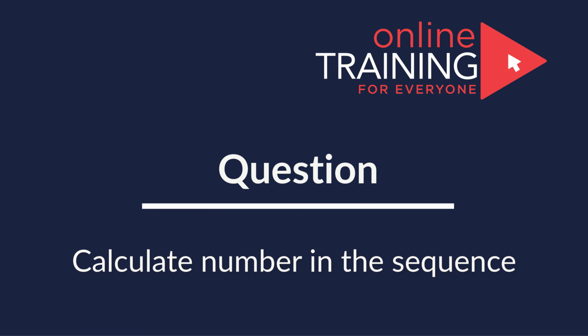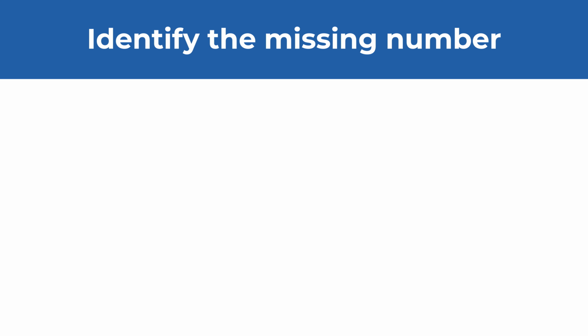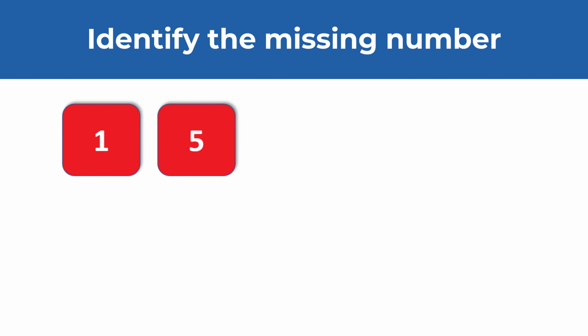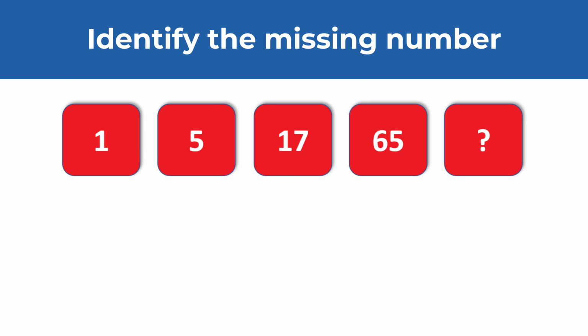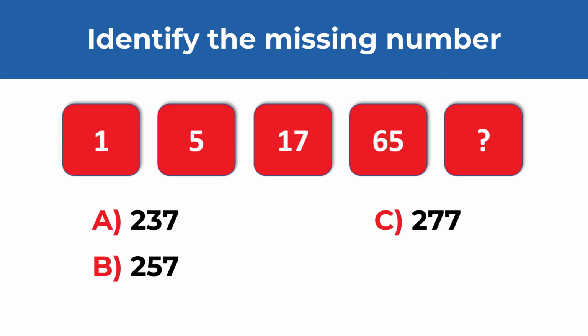Here's a question from the real test, where you're presented with a sequence of numbers and you need to identify the missing number. The numbers you see are 1, 5, 17, 65, and then comes the missing number. And you have 4 different choices for the missing number. Choice A, 237. Choice B, 257. Choice C, 277. And then choice D, 297.